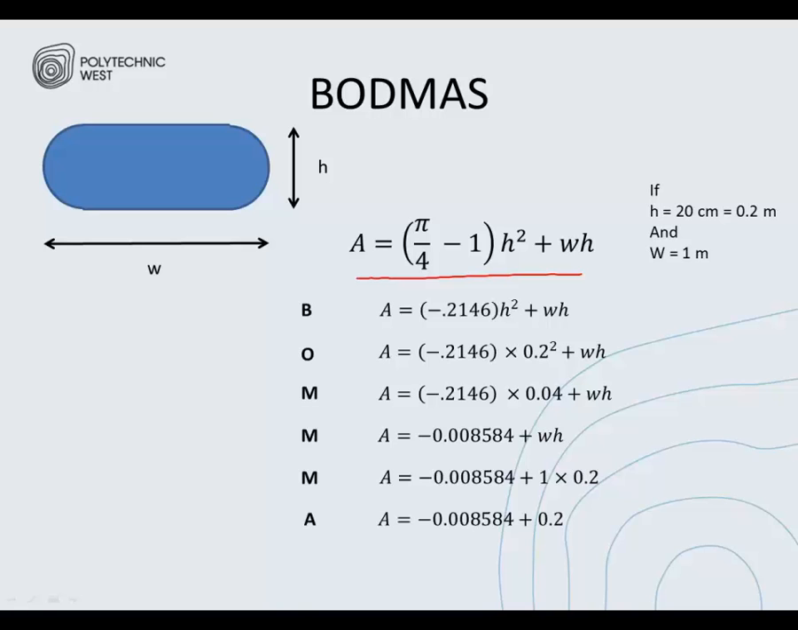And I do just the addition. Minus 0.008584 plus 0.2 gives me 0.1914 square meters. So, doing it in the correct order, I get the correct number, and the correct order is BODMAS. That's the end of that.